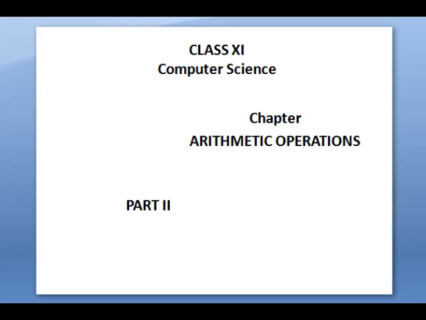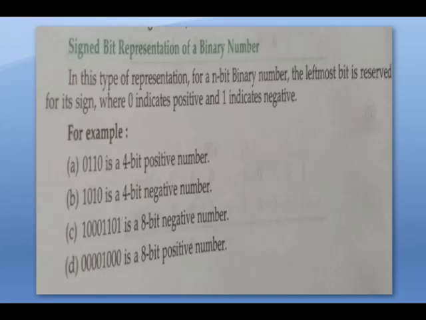Students, this is the second part of the chapter Arithmetic Operations. Here we are going to see the signed bit representation of a binary number. In this type of representation for an n-bit binary number, whether it is a 4-bit or 8-bit or 16-bit, whatever it may be, the leftmost bit is reserved for its sign. Whenever you see any binary number, first we have to see the first bit.